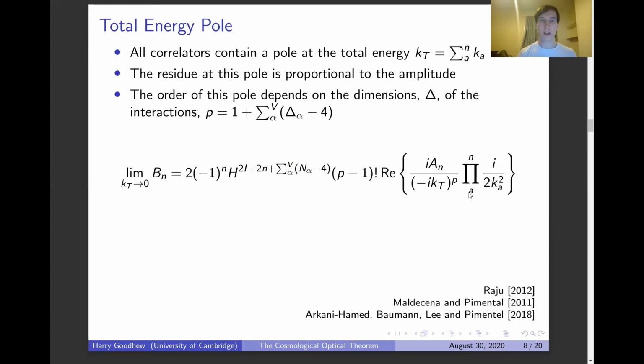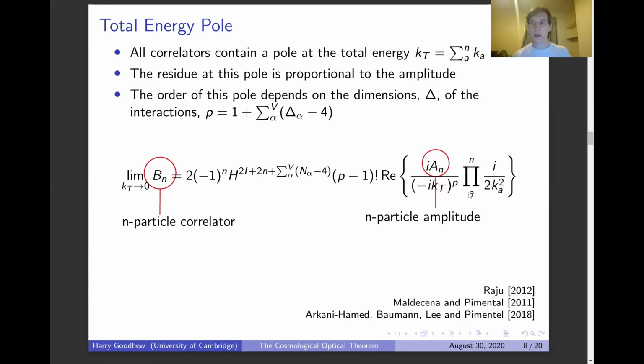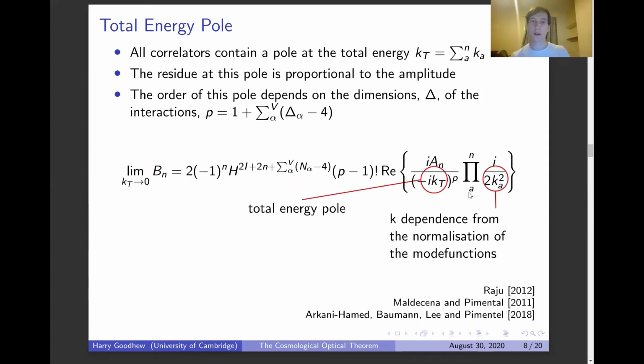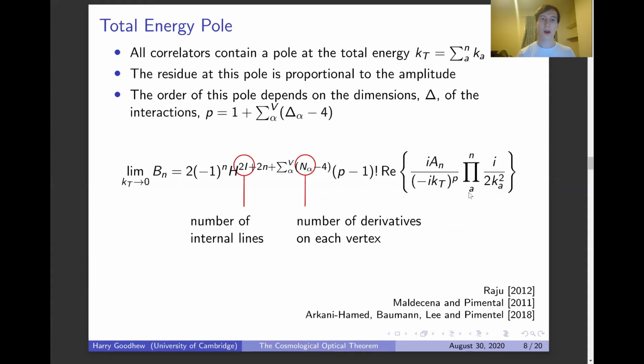And I'll briefly define each of the terms here. As mentioned previously, B_n is the n-particle correlator, and A_n is the n-particle amplitude, defined for a flat space theory with the same interaction terms as in the de Sitter case. Then the additional momentum dependence comes from the K_T pole, which has the order given as I explained previously, as well as some additional K dependence coming from the normalization of the mode functions. Finally, we get some powers of the Hubble scale, which enter with the number of internal lines, as well as the number of derivatives at each vertex, as well as getting some extra terms from the number of fields.